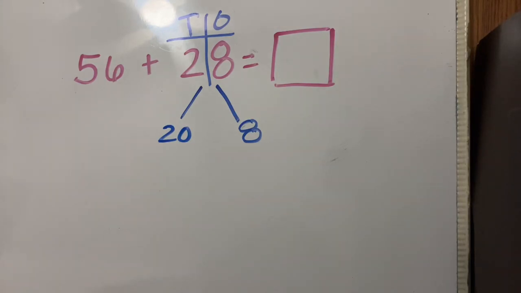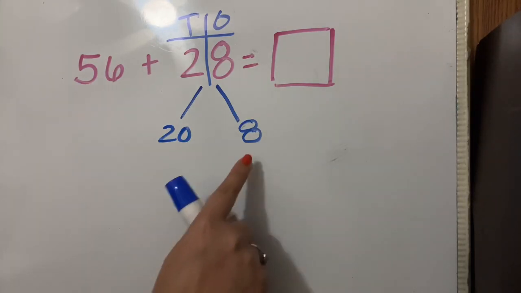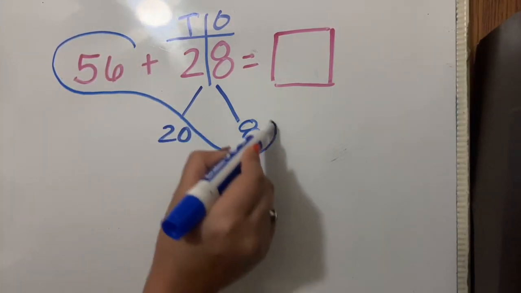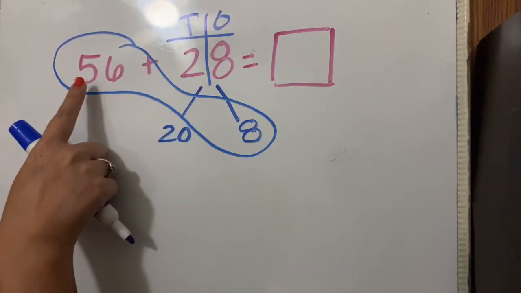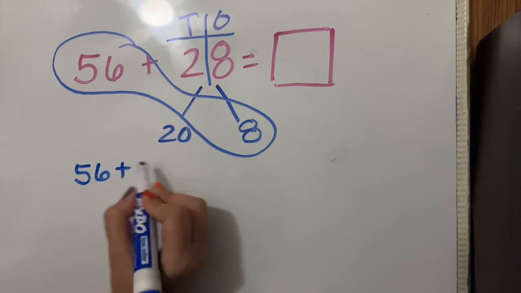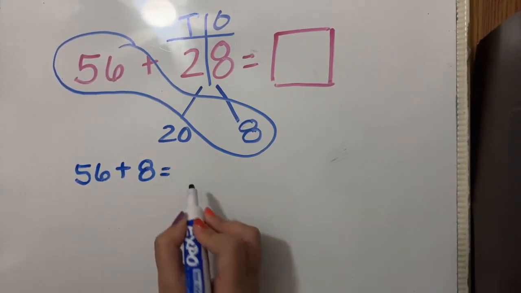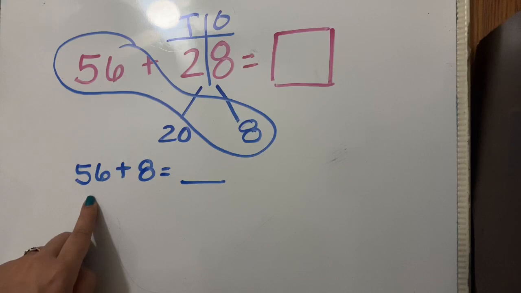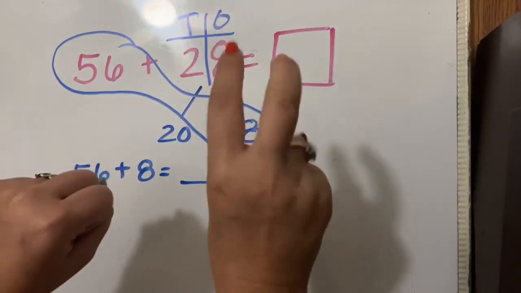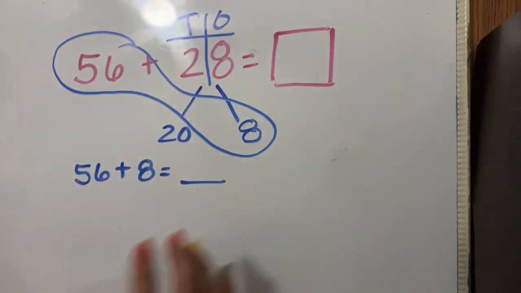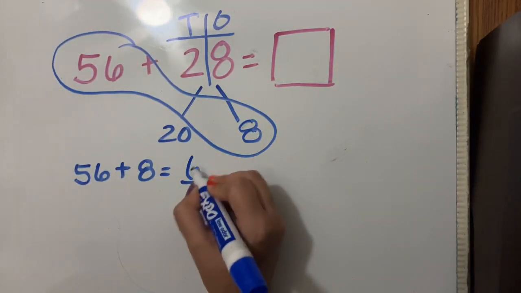All right, and today we are specifically working with our ones place. So I'm going to add my ones first. So I'm going to circle what I'm going to be adding. So I'm going to add 56 and 8 for my first addition sentence. 56 plus 8 equals what? You can use your fingers or you can draw some dots. I'm going to use my fingers this time. So 56, 57, 58, 59, 60, 61, 62, 63, 64. Okay, so I have 64.